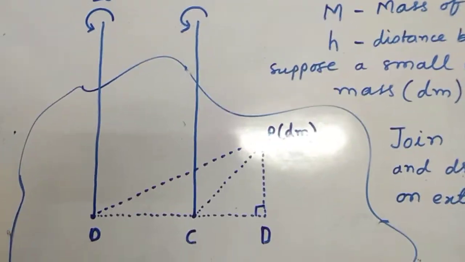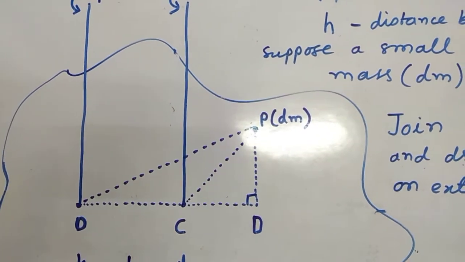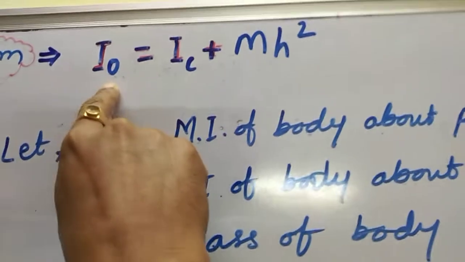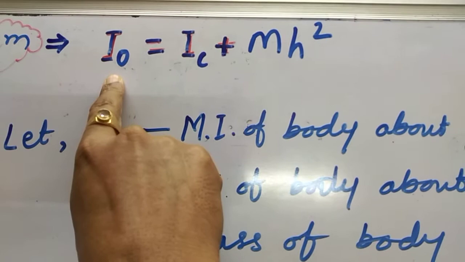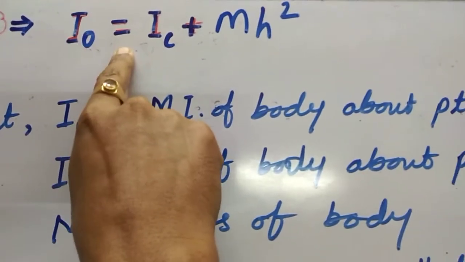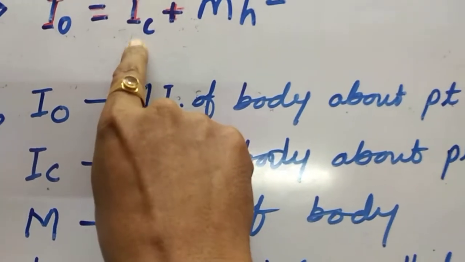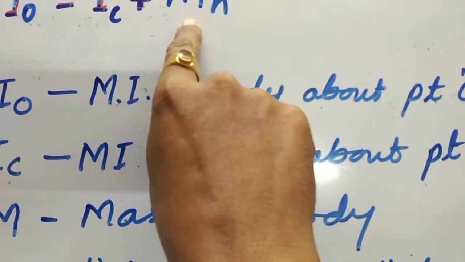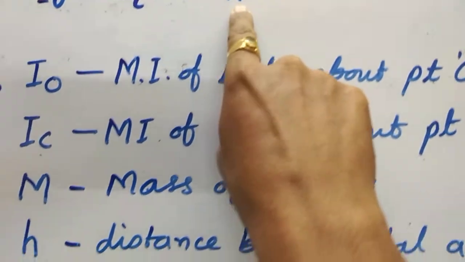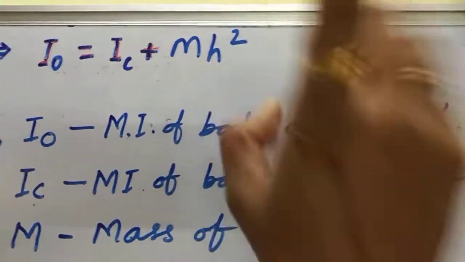Now our next topic is parallel axis theorem. So what is the principle of parallel axis theorem? By using this relation we can state the principle of parallel axis theorem. The moment of inertia about any axis is equal to the sum of moment of inertia of body about center of mass and the product of mass of the body and square of distance between two parallel axes, that is IO is equal to IC plus MH square.